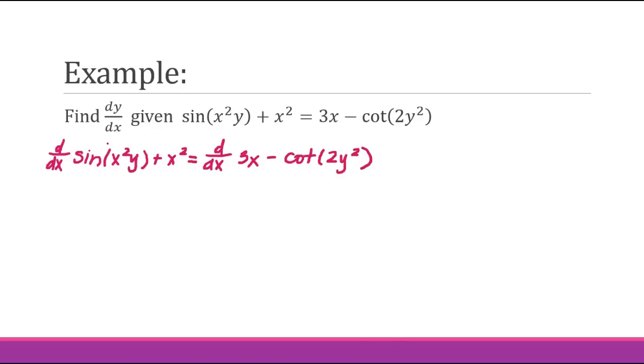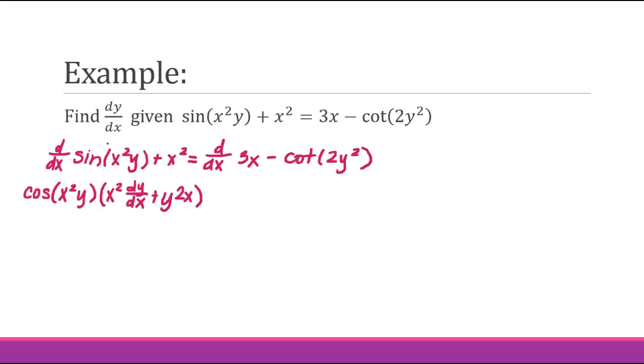So on this left-hand side, I'm going to have a chain rule. I have sine of x squared times y, so inside of it is going to end up being a product rule. The derivative of sine is cosine. We leave the inside the same, so x squared y, times the derivative of the inside, and that's where I have a product rule. I have the first function x squared times the derivative of y, that's dy dx, plus the second function y times the derivative of x squared, which is 2x.